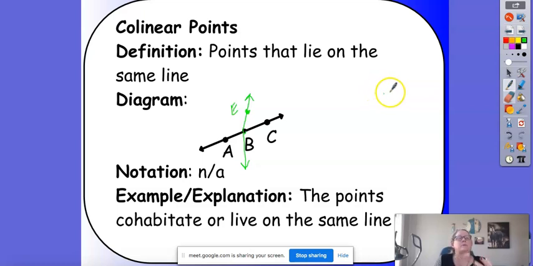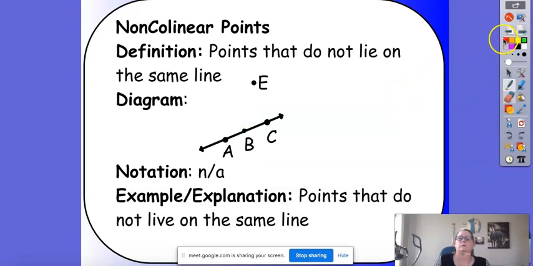I put it as separate because I'm going to talk about non-collinear points here. Non-collinear, and here's that little E, are points that do not lie on the same line. There's no notation for those. It's just that E, it doesn't live on the same line. It is not collinear with A, B, and C because they are not living or cohabitating on the same line. So that's called a non-collinear point.